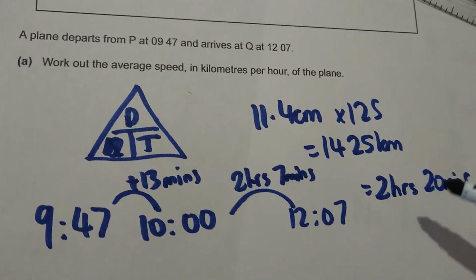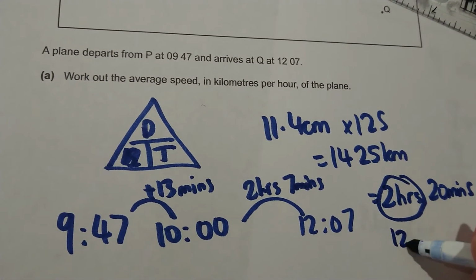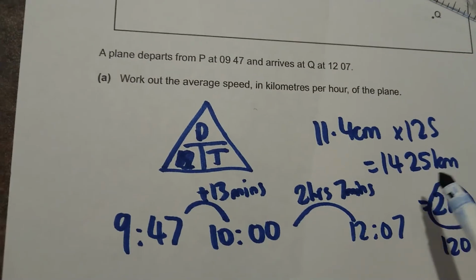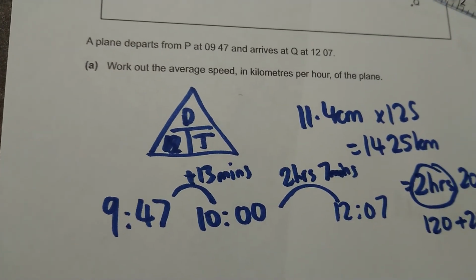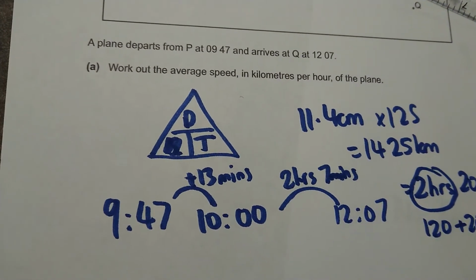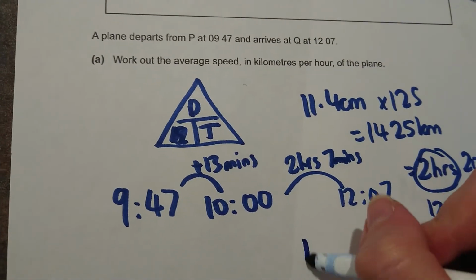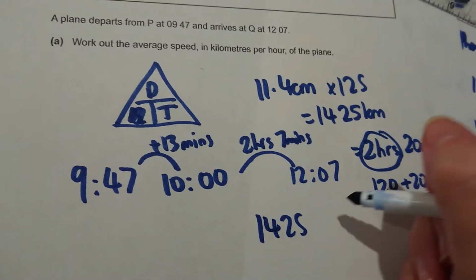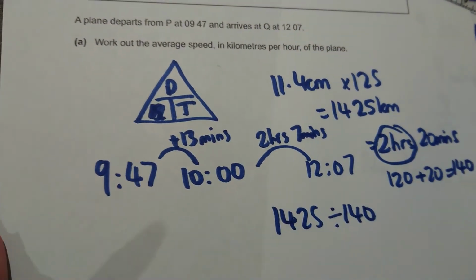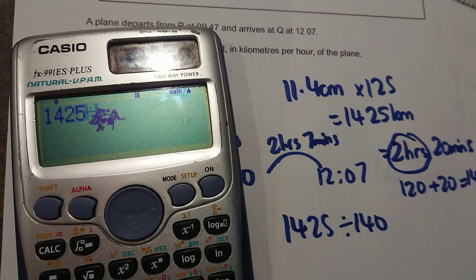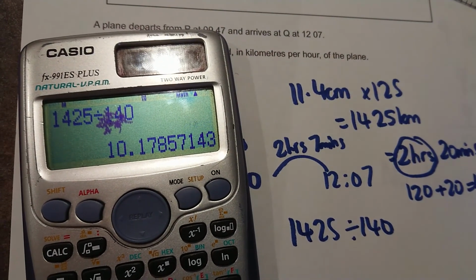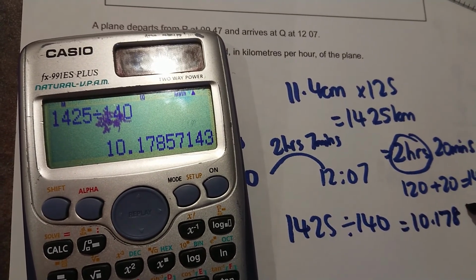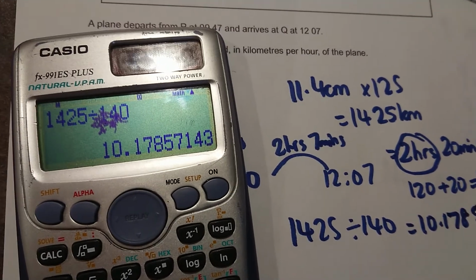What I would do is change this into minutes. So that's going to be 120 minutes plus the 20 there is 140. So if we work out the speed in terms of kilometres per minute, and then we will change it into hours after that. So I would do 1,425, which is the distance, divided by the time, which was 140. So if I do that, I get an answer of 10.17857143. That's going to be kilometres per minute.